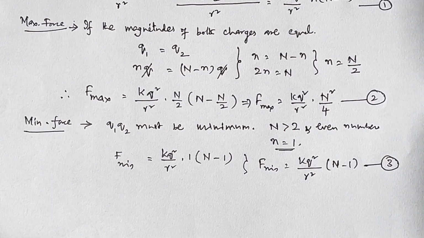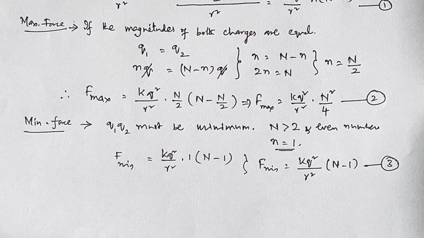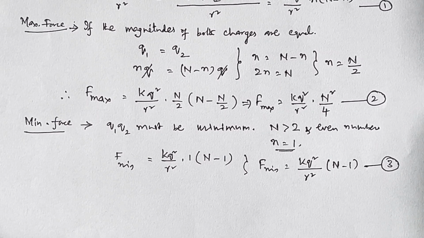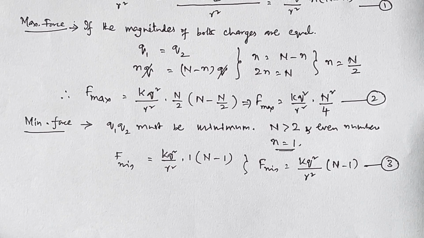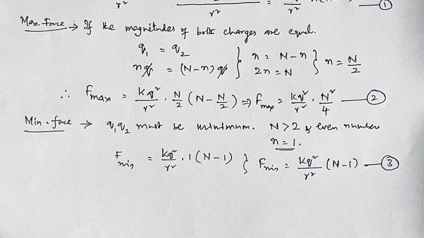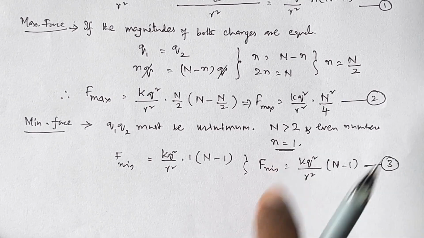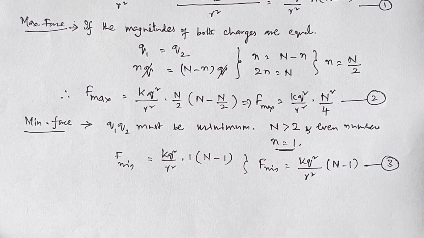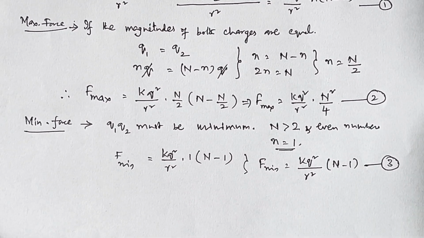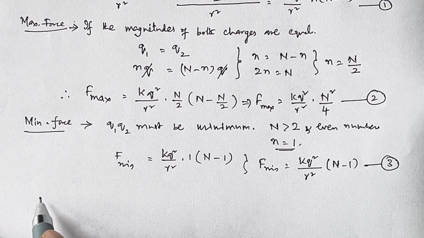So minimum means the product value must be minimum. So here small n, capital N both are there. Capital N is an even number greater than 2. So whatever small n we have taken, that must be less than 2. Less than 2 is 1. That's why n value is equal to 1. So if we take n value equal to 1, we'll get the minimum value of force.